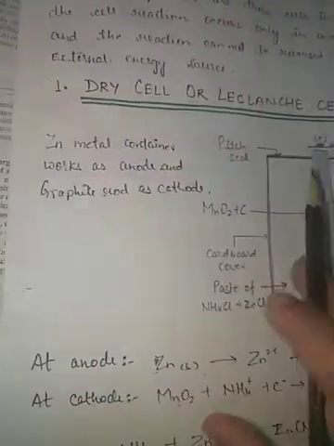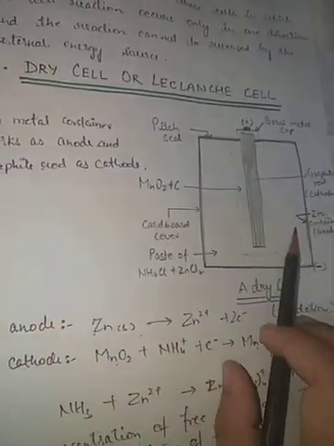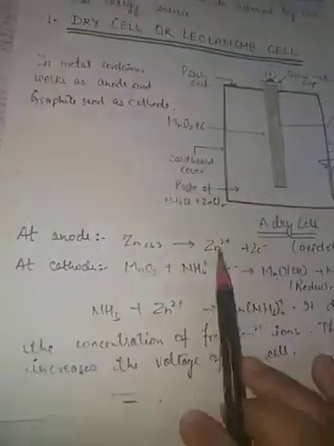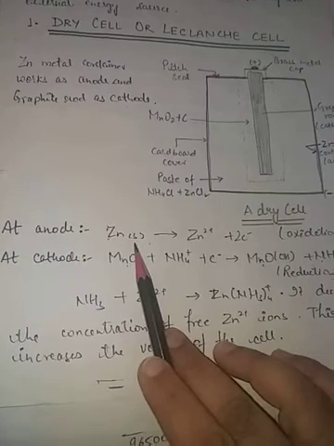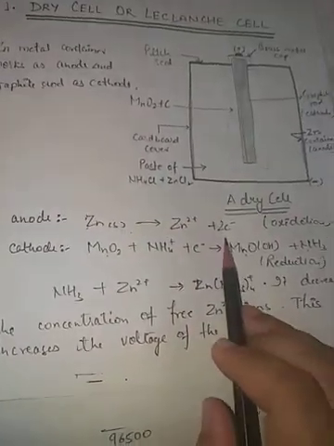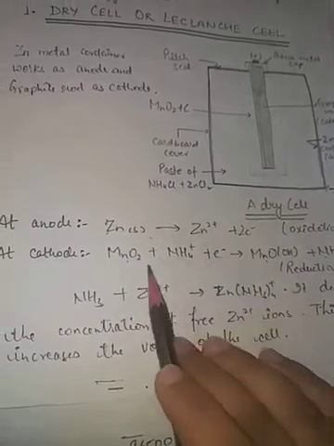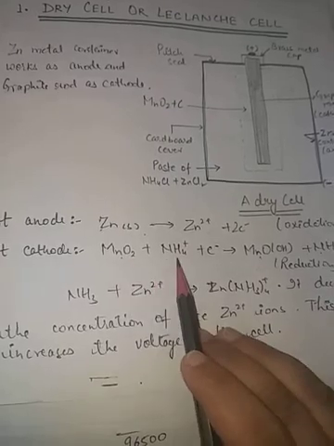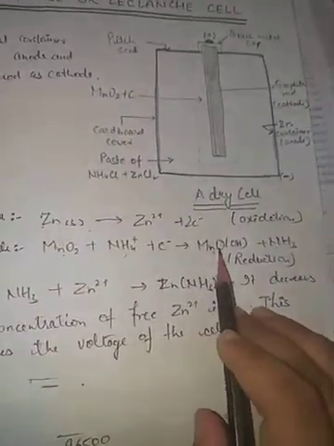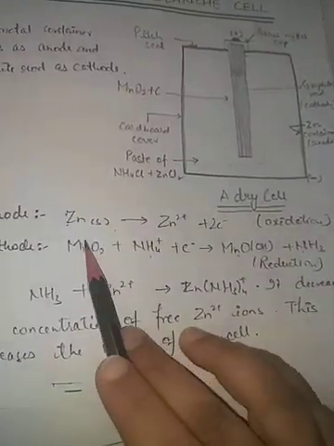Here the zinc metal container works as the anode, and the graphite rod acts as the cathode. At the anode, solid zinc changes into zinc ion, Zn2+, plus 2 electrons. It means oxidation is taking place here. And at the cathode, what will happen? MnO2 plus ammonium ion plus electron combine to form MnOOH plus NH3, ammonia. Here reduction is taking place.